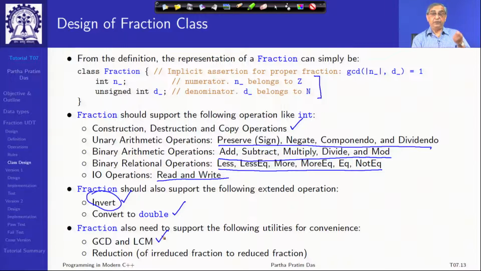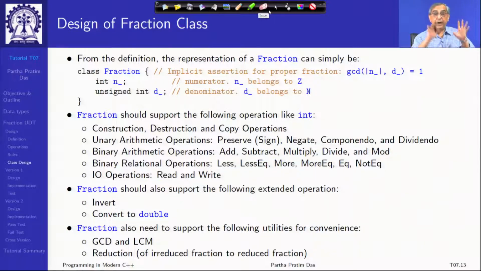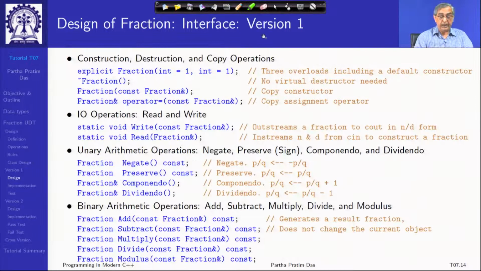GCD because we need to check whether a fraction is reduced, otherwise we will have to reduce it. LCM is required for adding and subtracting functions and so on, least common multiple, and we need a reduction operation. These are basically what your implementation is going to need. Right. So, this is the basic design that you identify. That is the first step. We have clarified the notion, we have decided on the representation, we have decided on the set of operations and their properties that we want to realize.